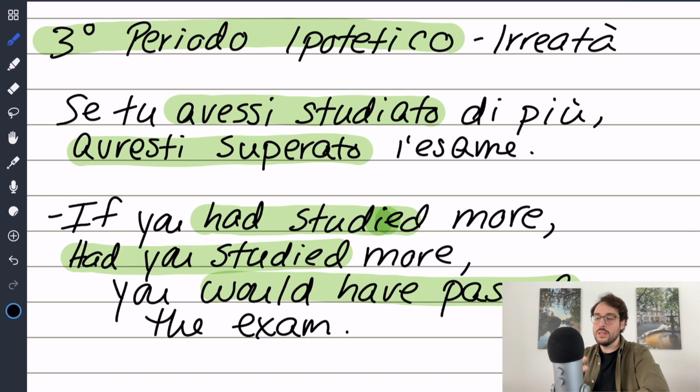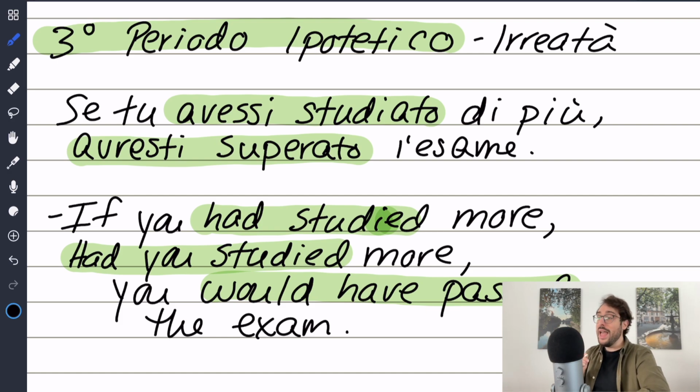The periodo ipotetico is just a category, a term that we use when referring to 3 degrees of hypothetical statements in Italian. Something that is realistic, something that's possible, and something that is impossible. And this is now an impossibility because the exam is over, you've already taken it, and now, based on what we're saying here, you failed it.